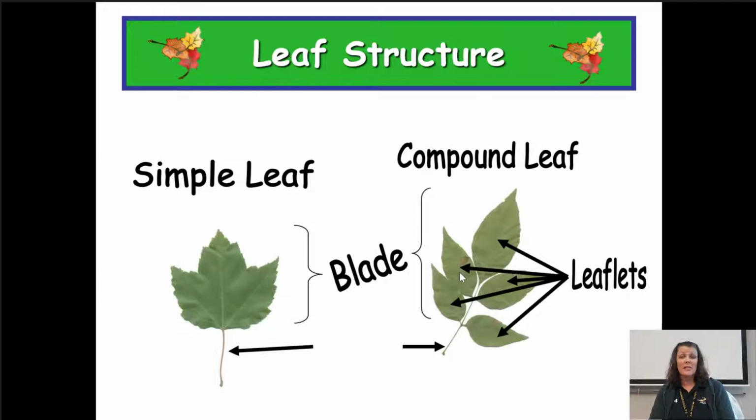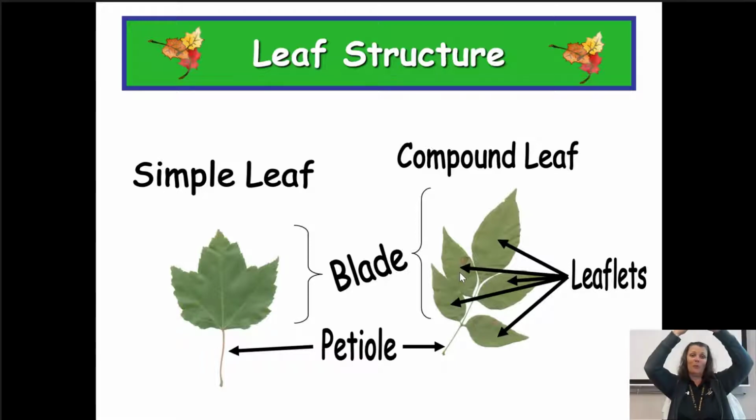Coming off of each blade, you have something called a petiole. It's not a stem. The stem is the big trunk of the tree, or from the flower, the thing that goes upright. But what connects the leaf to the stem would be the petiole. Kind of a fancy little term.